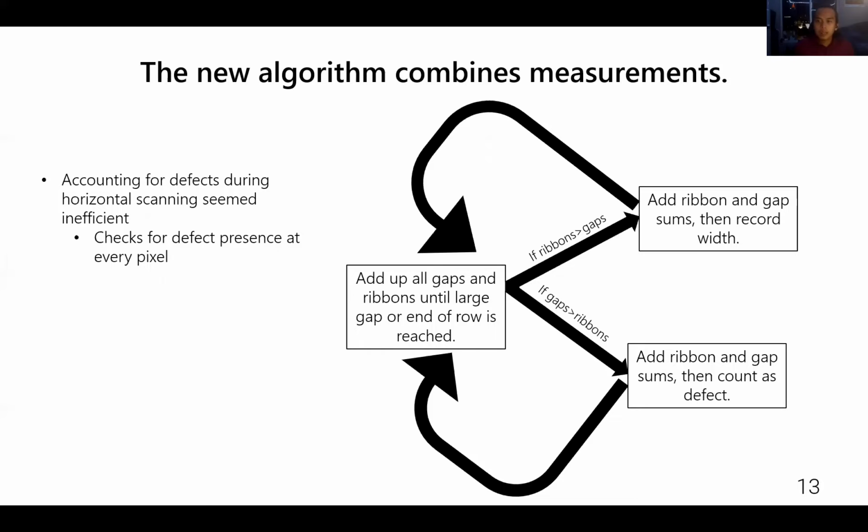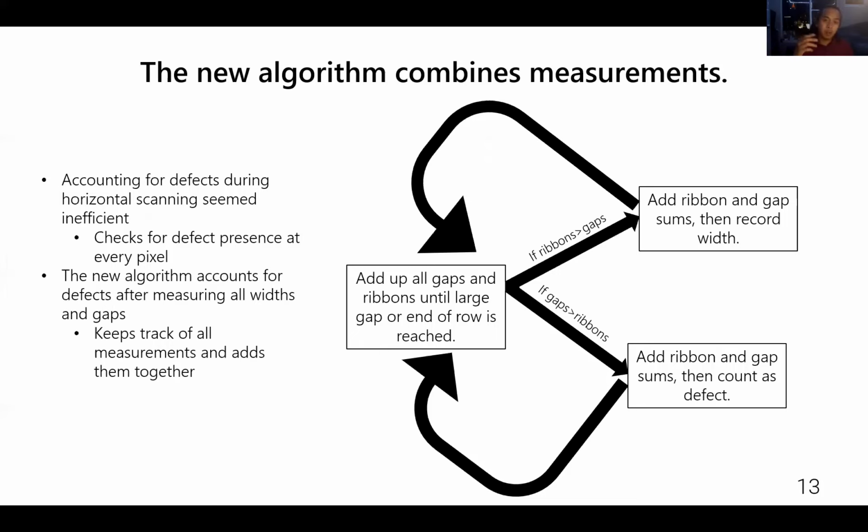So basically what this algorithm does differently is that it first measures all the widths and the gaps regardless of size. Instead of accounting for defects at each pixel, it accounts for defects based off an array of measurements. It accounts for them based off the defect input, the minimum width input from the user. It adds these measurements together based off their size.